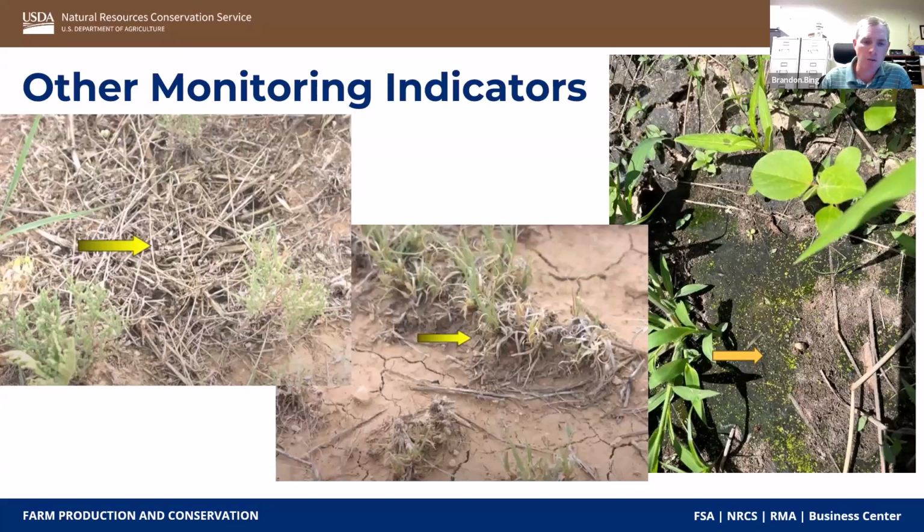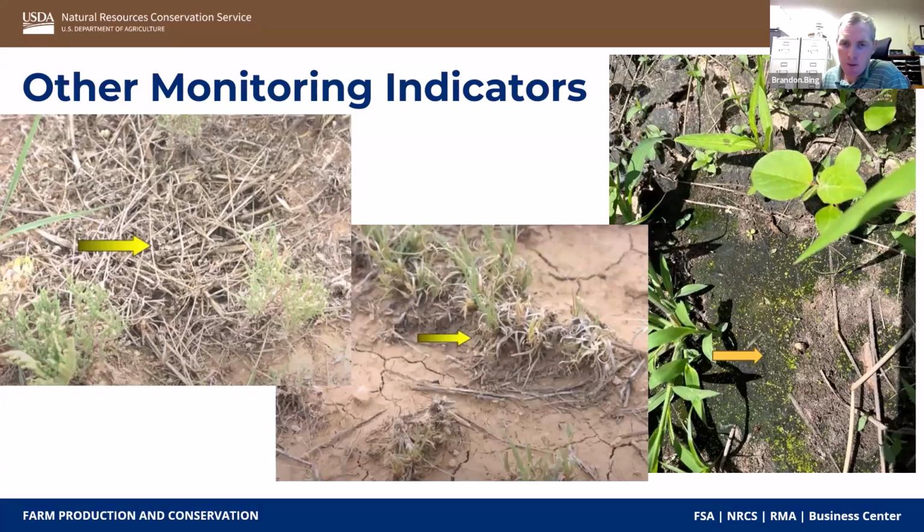Soil capping is also something we can look for. As you notice right next to the plant pedestal, there's some cracks in the ground there. We've got some soil capping issues occurring there. Water's not able to infiltrate that soil. It's just pooling and running off the site.